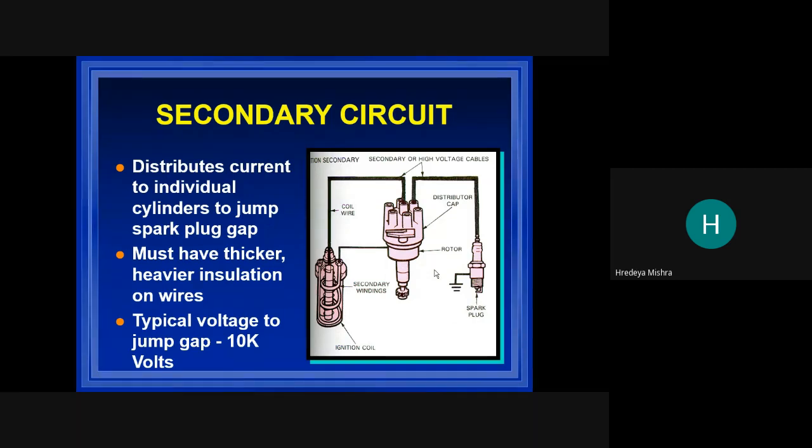Now the secondary circuit, see the secondary circuit is here. It distributes the current to individual cylinders. To jump the spark plug gap, it must have thicker, heavier insulation on the wire. Typical voltage to jump the gap is 10,000 volt. So all the components here: ignition coil, secondary winding is there, distribution cap is there. This is our spark plug which is connected for the earthing.